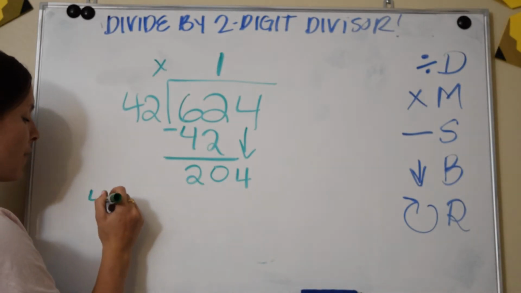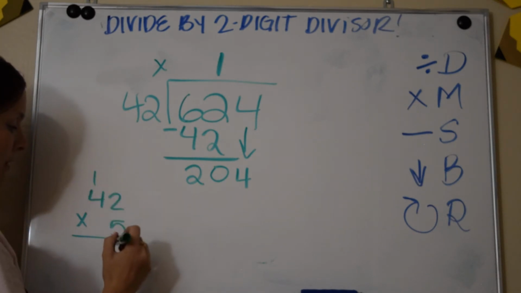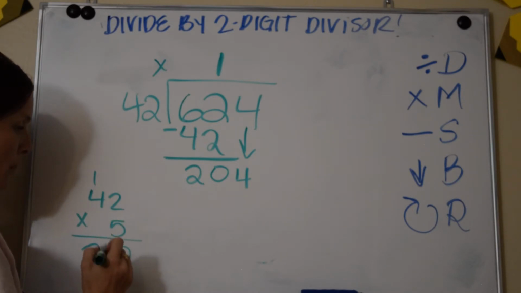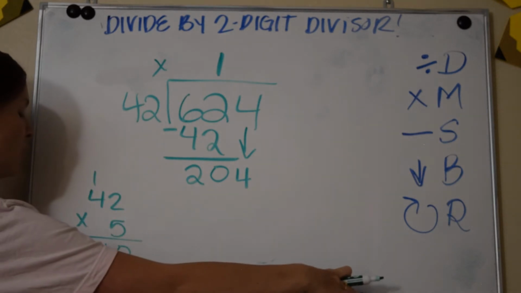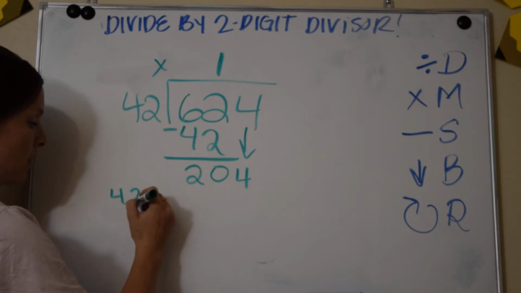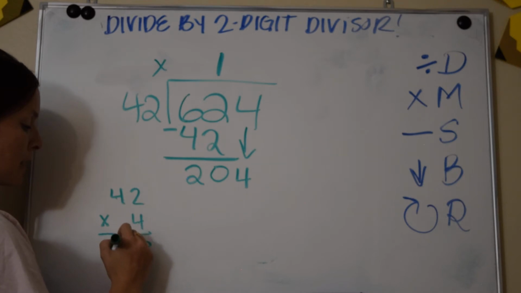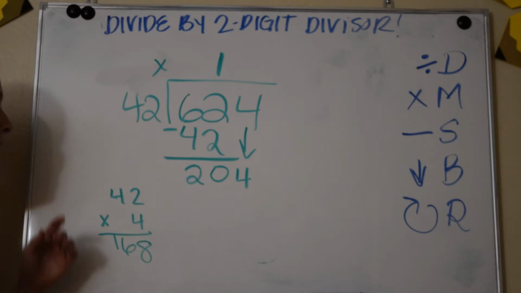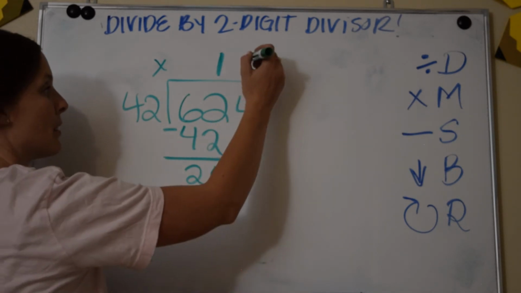So let's go down. Let's try 42 times 5. 5 times 2 is 10. 5 times 4 is 20 plus 1 is 21. Ooh, 210 is very close to 204, but it's still too big. So it's got to be 4 times. Let's see what 42 times 4 is. 4 times 2 is 8. 4 times 4 is 16. So that's the most it can go in, because remember 5 times was too big. So the most 42 can fit into a 204 is 4 times. So place your 4.